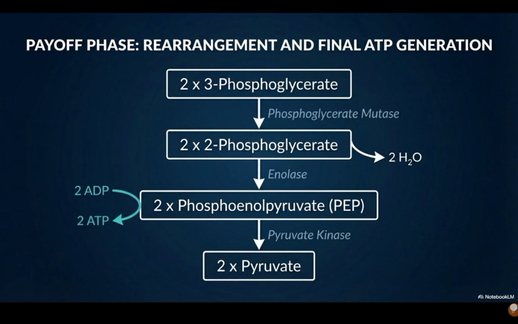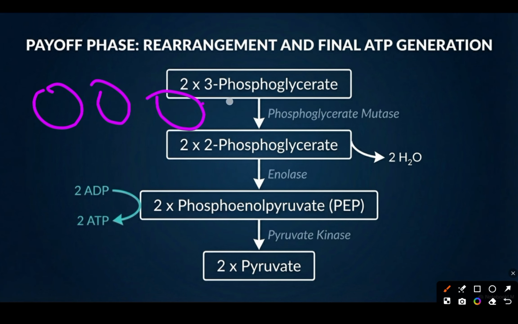Now, this 3-phosphoglycerate has 3 carbons and 1 phosphate group attached to it. When we convert it to 2-phosphoglycerate, this phosphate group will now come here and attach. That is what we mean by 2-phosphoglycerate.